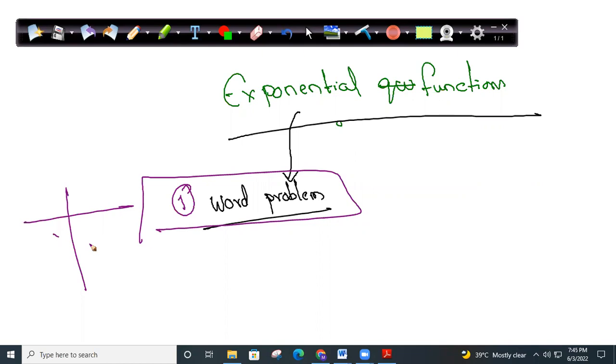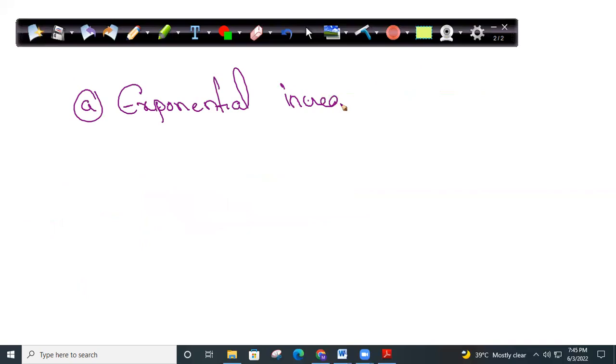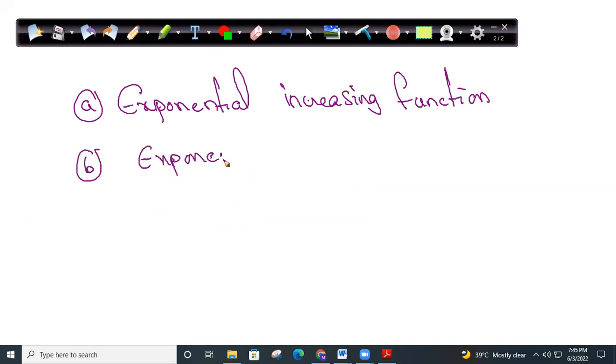Now, the next model that you are going to get is, keep the heading as exponential increasing function. Exponential increasing function, exponential decreasing function. Next model questions. One is exponential increasing function. Next is exponential decreasing function questions.